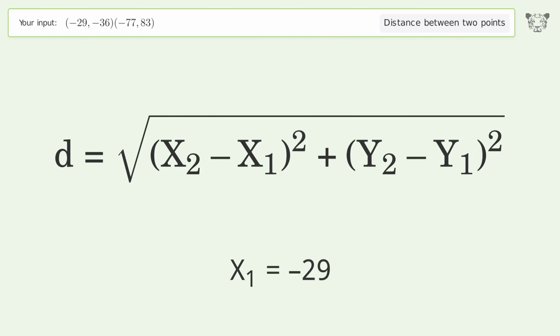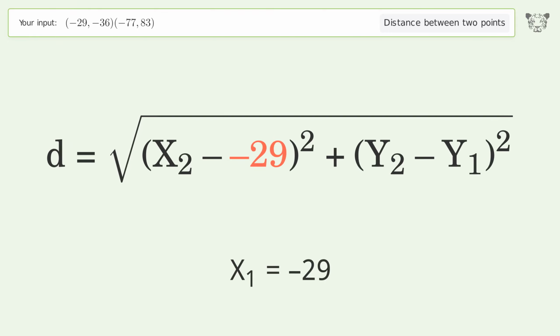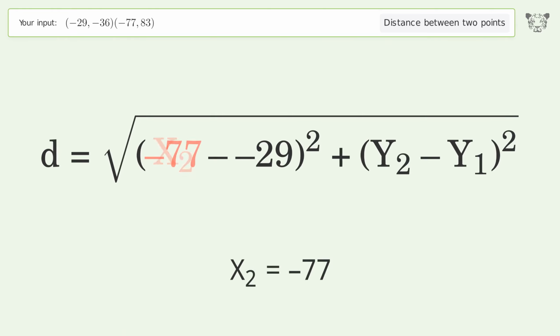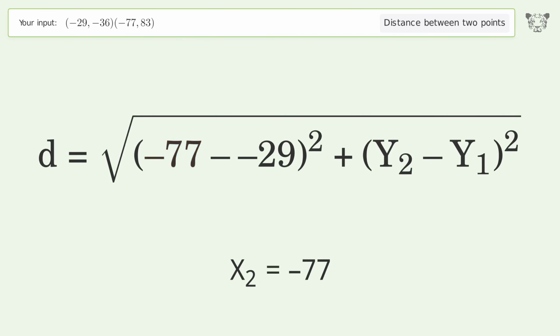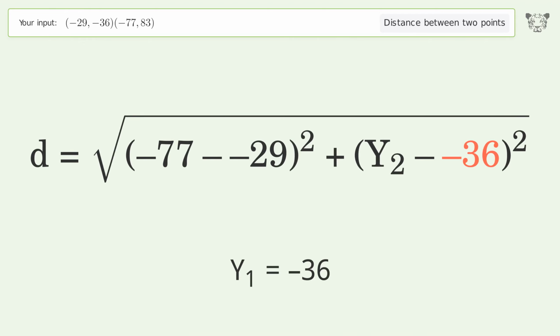x1 equals -29. x2 equals -77. y1 equals -36. y2 equals 83.